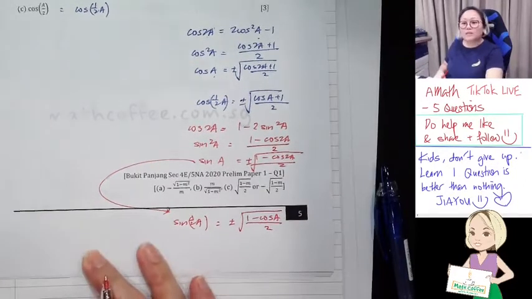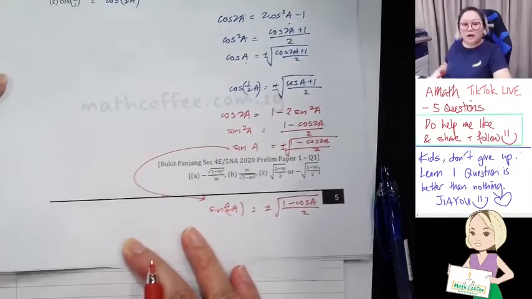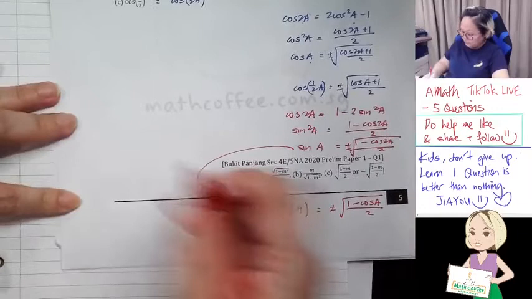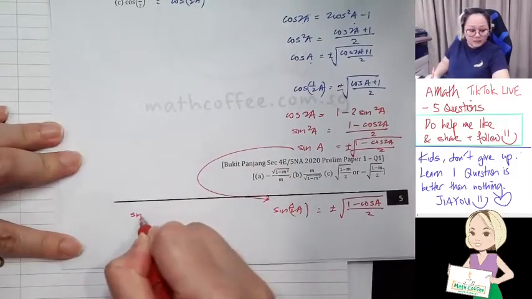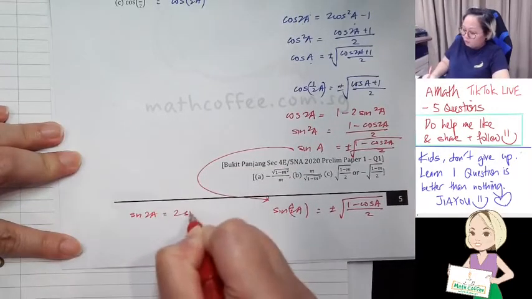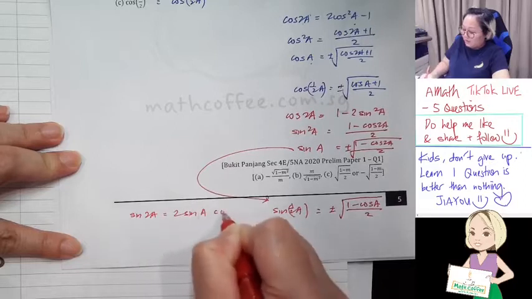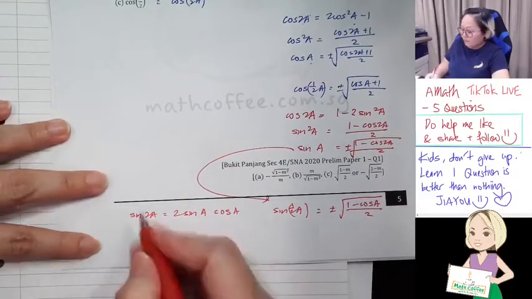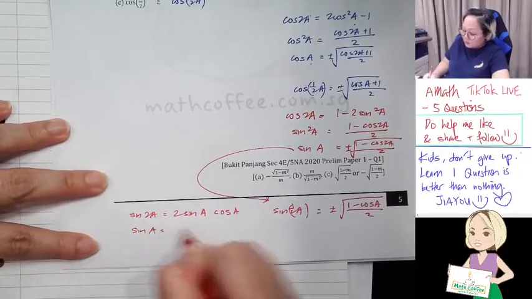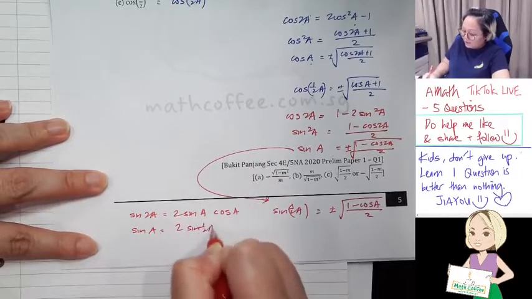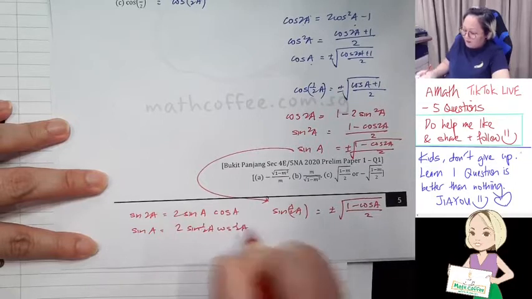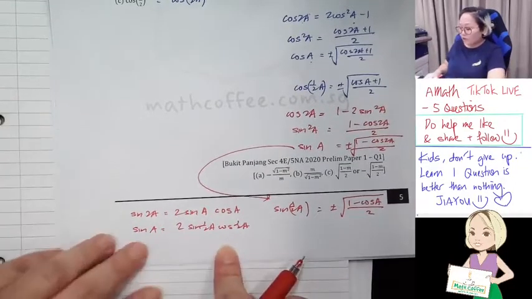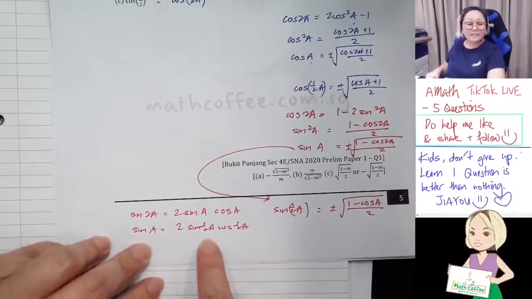Okay, so kids always ask me, why can't I use the double angle formula for sine 2A? See, if I write sine 2A equals 2 sine A cosine A, and if I use this formula, it becomes sine A equals 2 sine half A cosine half A. Imagine you have sine A and you are supposed to find sine half A.